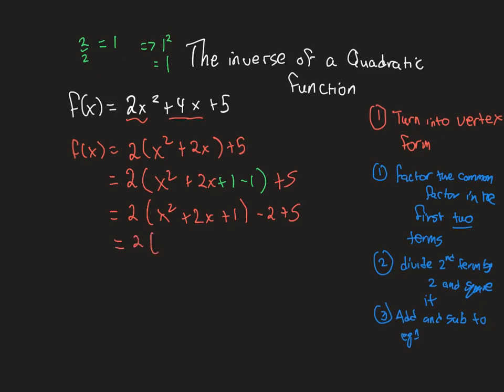Now, if you notice inside the bracket, this is a perfect square trinomial. So I can turn this into x plus 1 squared plus 3. Okay, so that's a little bit of a mini review there on completing the square. So it is now in vertex form. Now that it's in vertex form, we want to change our letters. So I'm going to do this on the next page here.